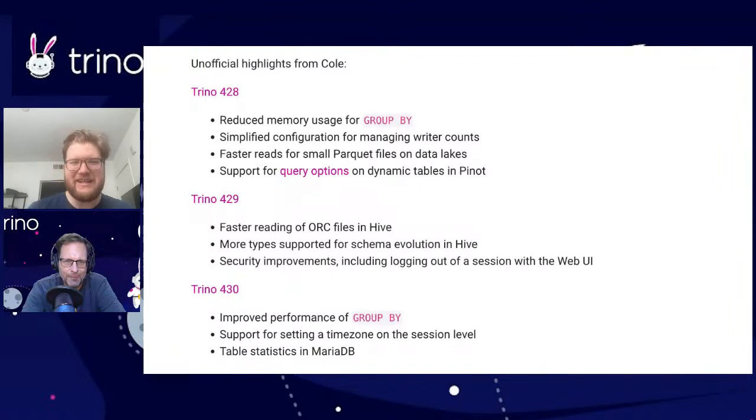428 added simplified configuration for managing writer counts. It used to be that you had to set a min writer count and a max writer count, and there were a few other things, and it was like 6 different properties. That has been consolidated, so now you can give a target writer count, I believe. And that makes life a lot easier if there's just a number that you want and you don't want to have to tinker with floors and ceilings to see what Trino does.